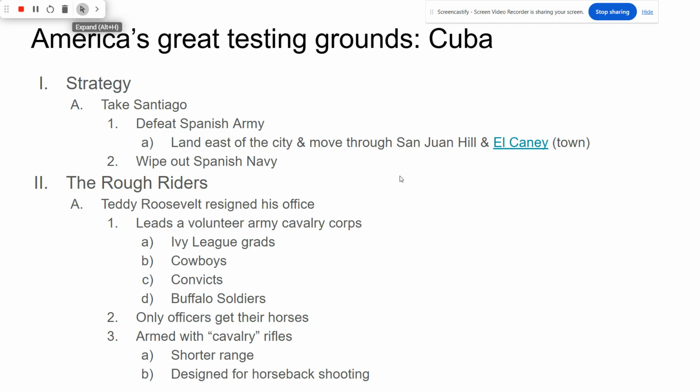Now, they're supposed to be a cavalry corps. That means they're supposed to fight on horseback. The problem is that they could only bring the officers' horses over because they didn't have any way to get them over. And because they were supposed to be cavalry soldiers, they were armed with cavalry rifles, short-range repeating rifles that were great for horseback fighting, but not necessarily for ground fighting. But they kind of had to make do with what they had.